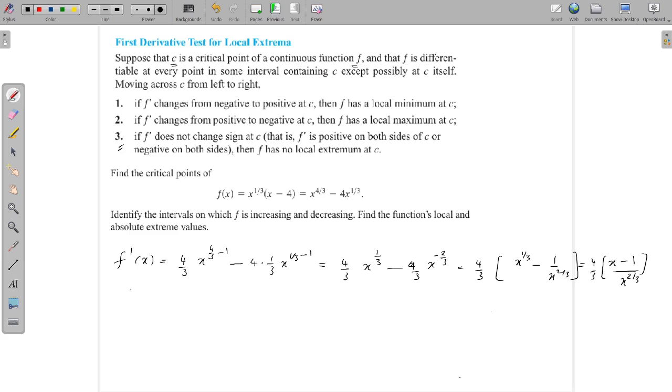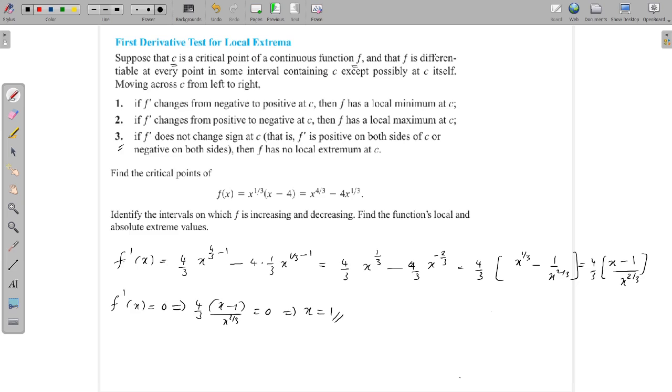This is the LCM. Now in order to get the critical point, we need to equate this f dash x equal to 0. That implies 4 by 3 times x minus 1 divided by x power 2 by 3 equal to 0. This implies x equal to 1. So the only possible critical point is 1 from this f dash x equal to 0.